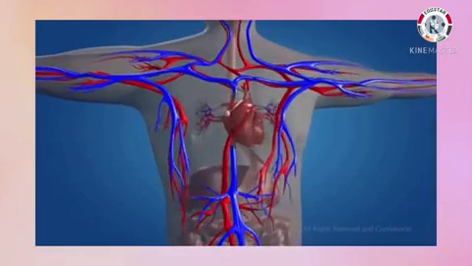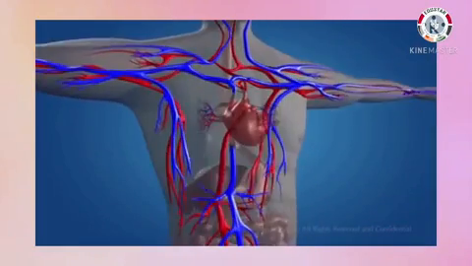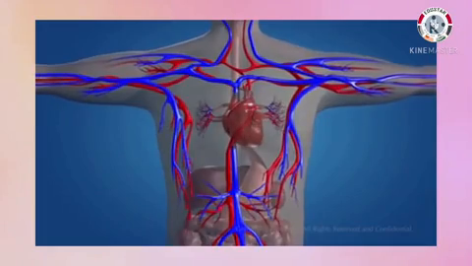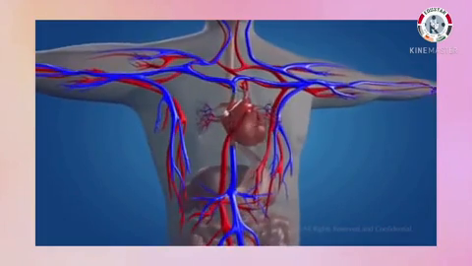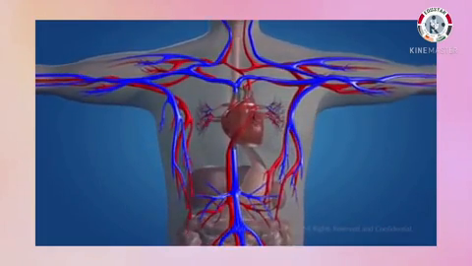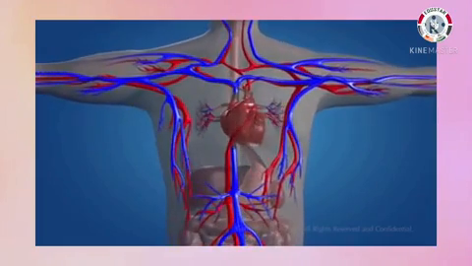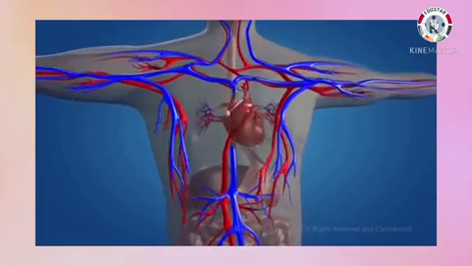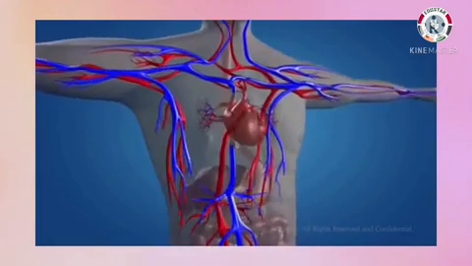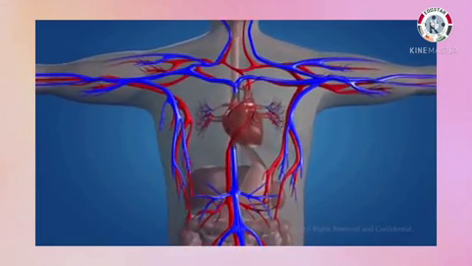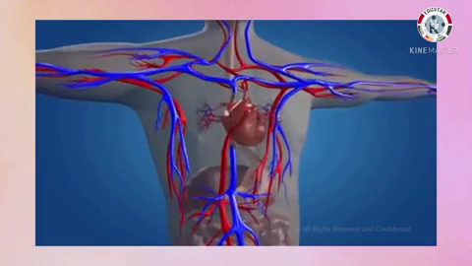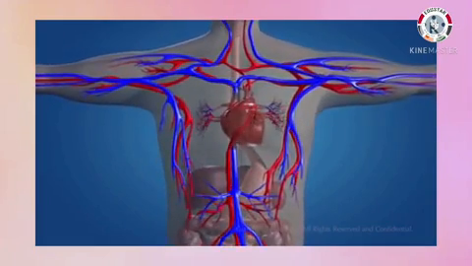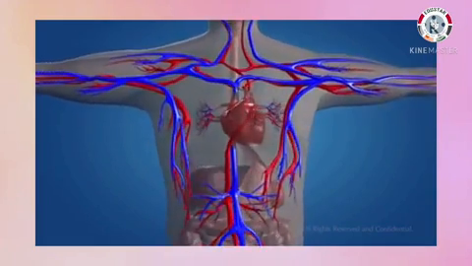Next is circulatory system. The circulatory system consists of the heart, blood, and blood vessels. The blood vessels are of two types. One is arteries, another is veins. The heart pumps the blood into the blood vessels. The arteries carry blood from the heart to various parts of the body. This blood carries oxygen and useful substances to all parts of the body.